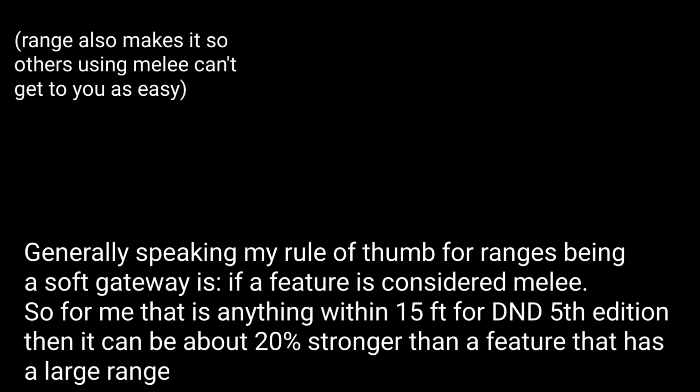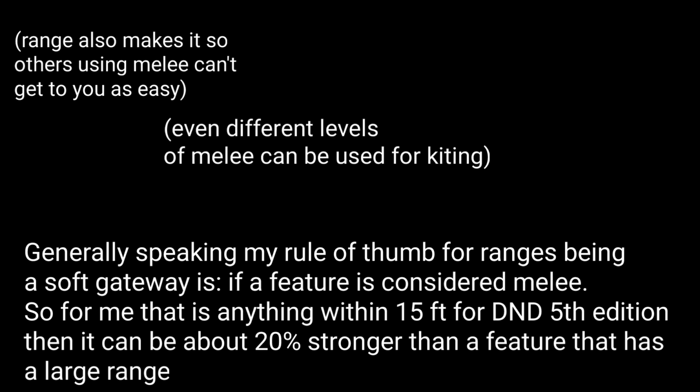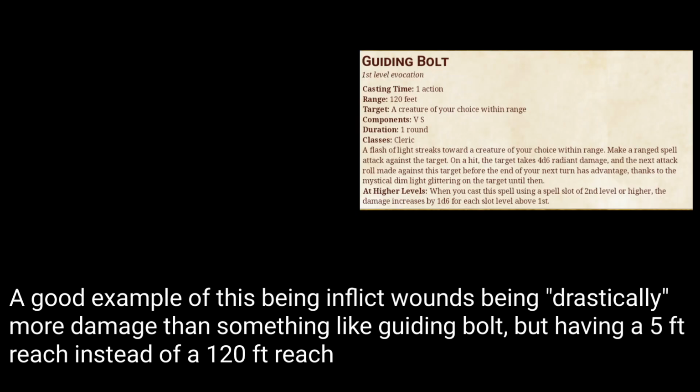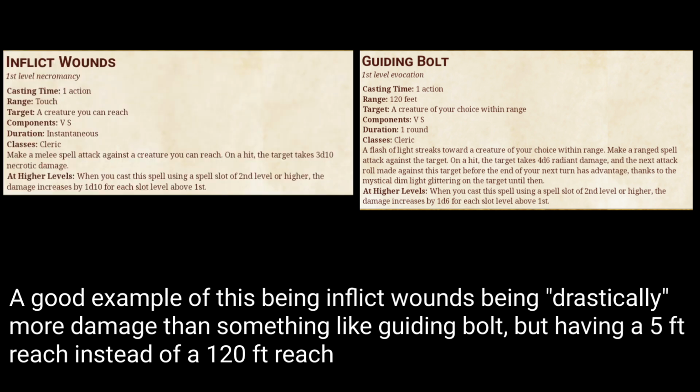Generally speaking, my rule of thumb for ranges being a soft gateway is: if a feature is considered melee, which for me is anything within 15 feet for D&D 5th edition, then it can be about 20% stronger than a feature that has a large range. A good example of this is Inflict Wounds being drastically more damage than something like Guiding Bolt, but having a 5-foot reach instead of a 120-foot reach.